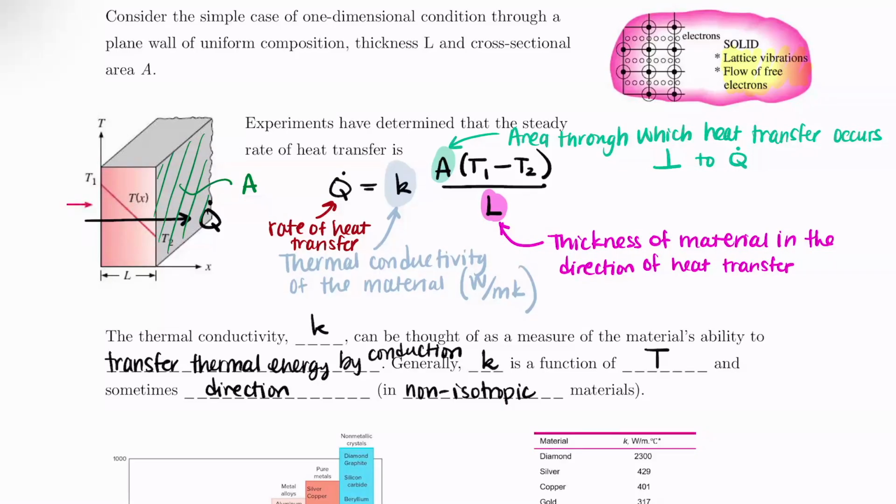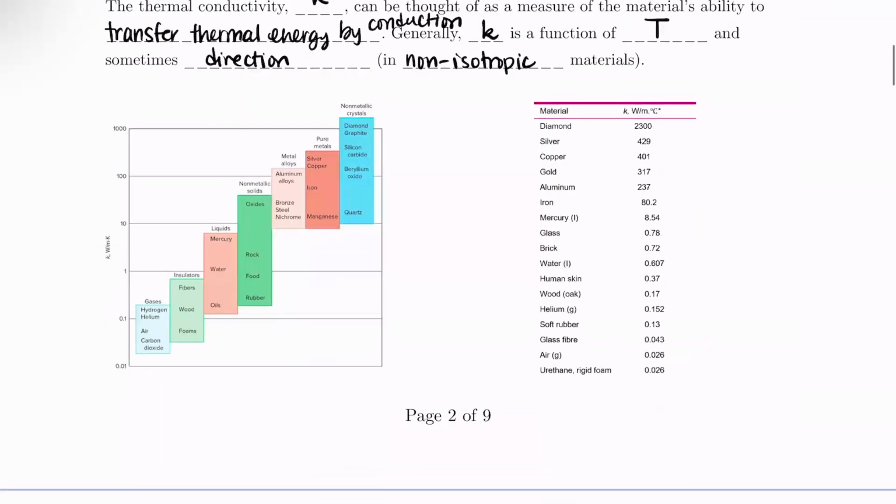An example of a material where this would be the case would be a polymer. Polymers tend to be non-isotropic, they're very directional. So depending on the orientation of your temperature gradient and the material, your thermal conductivity could change. In this class, we're generally going to assume isotropic materials, but just to note, that can happen. Okay.